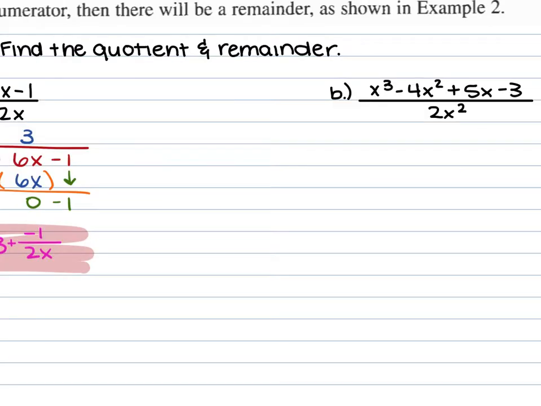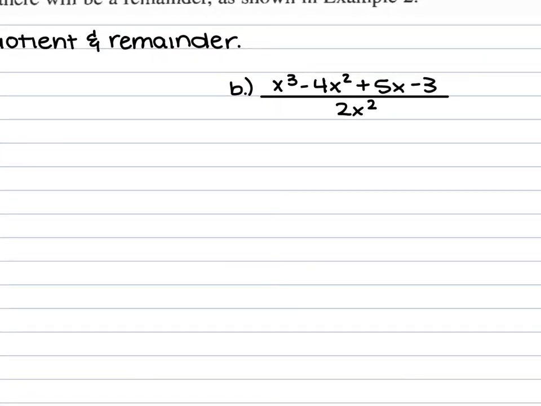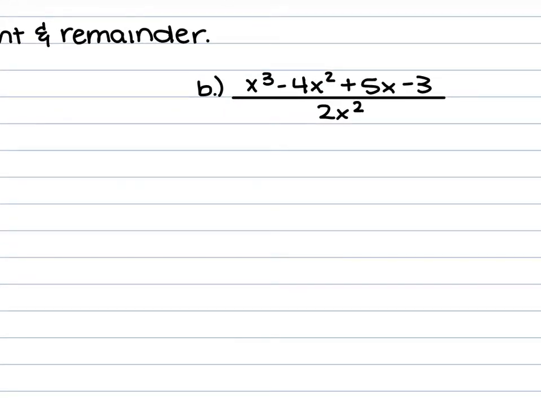For example B, it's probably going to be the easiest one that we do this entire lesson. You have x cubed minus 4x squared plus 5x minus 3, all divided by 2x squared. Now, if we do this, actually it may not be the easiest one because there is a way of doing this. So we have the 2x squared on the outside. On the inside we have x cubed minus 4x squared plus 5x minus 3.